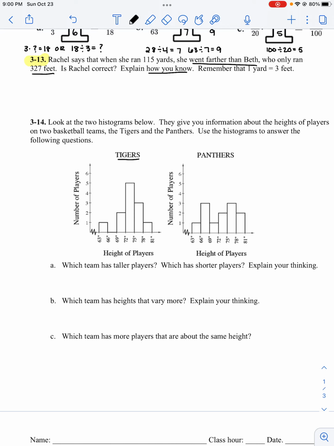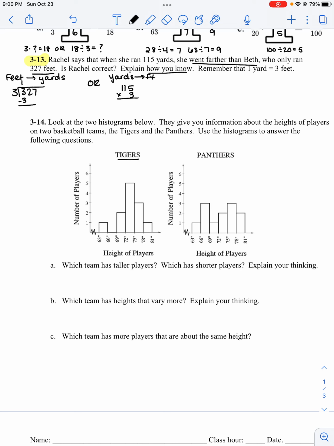So I can do this 2 different ways. The first way is I could say, well, I want to go from feet to yards. So if I want to go from feet to yards, I would take the 327 and divide it by 3. Or if I want to go from yards to feet, I can use multiplication and take 115 times 3. So I'm going to start with division, feet to yards.